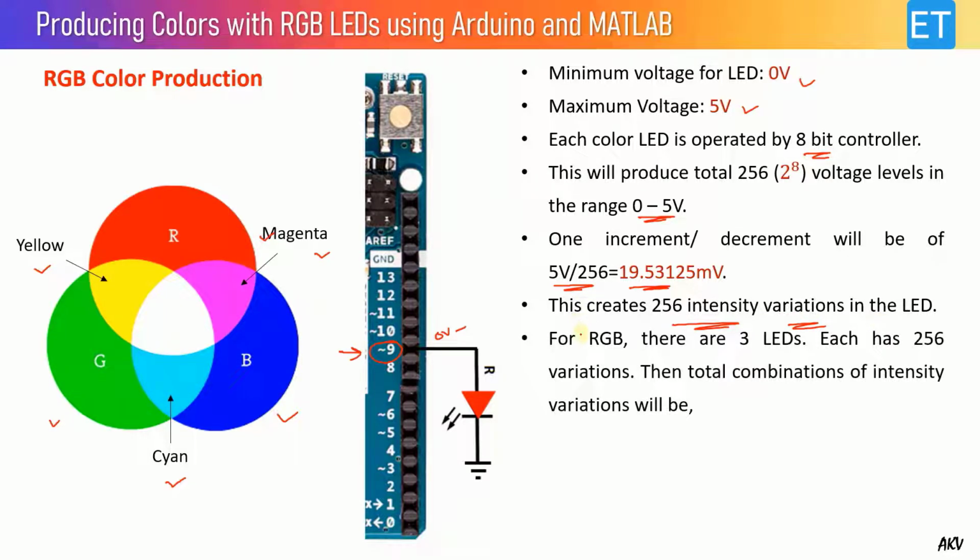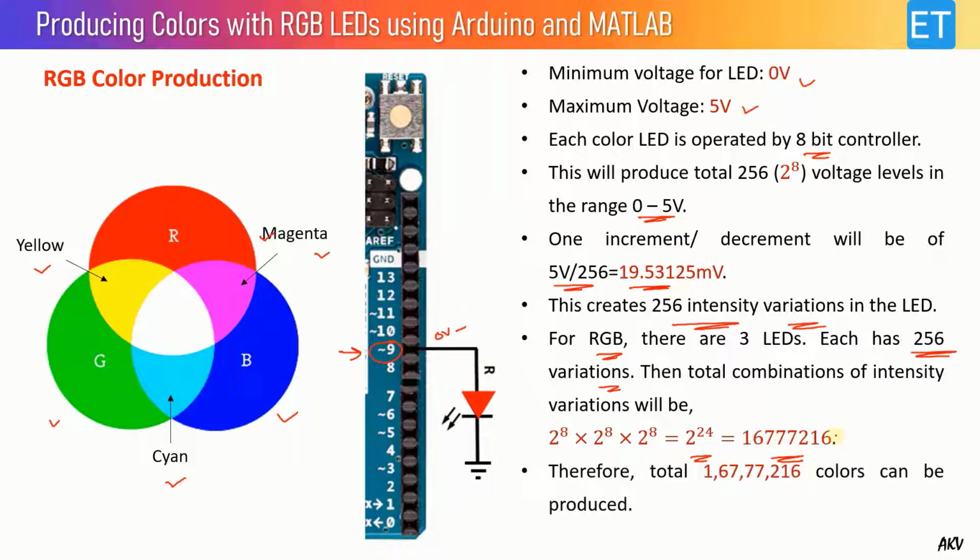And suppose you are producing the color, so you are using the RGB LED. It means you are using 3 such LEDs, one for red, one for green, and one for blue. And since one LED produces a total of 256 variations, all the 3 combined together will generate a total of 2 power 8 into 2 power 8 into 2 power 8, that is 2 power 24 variations, that is equivalent to 16,777,216 variations.